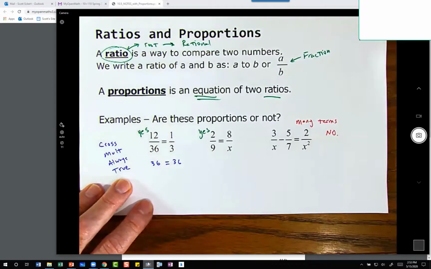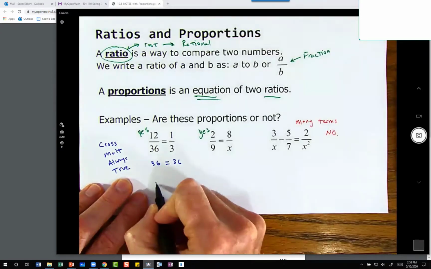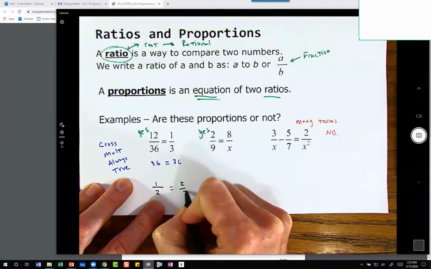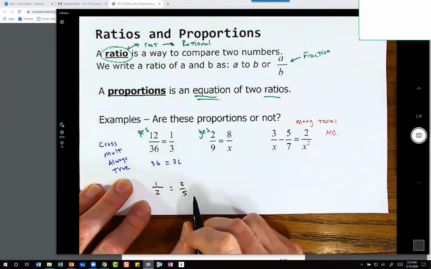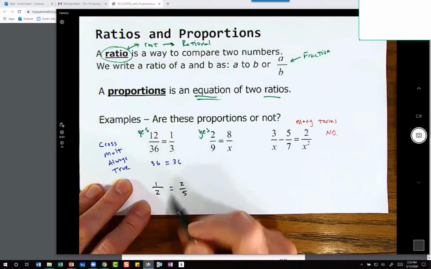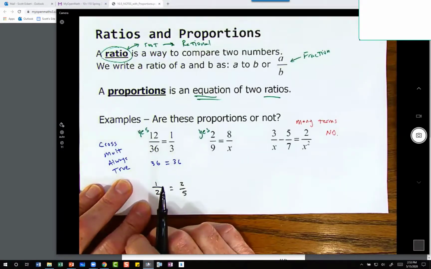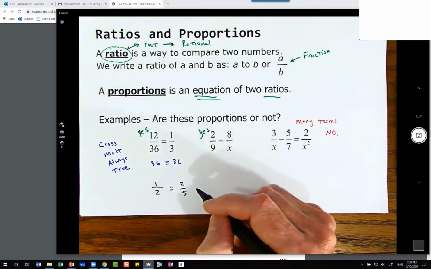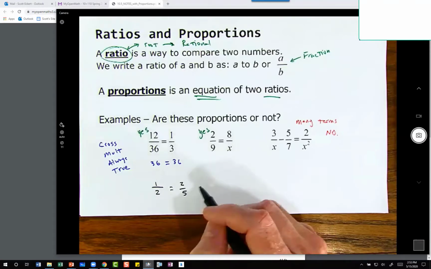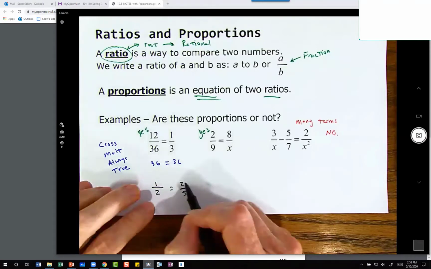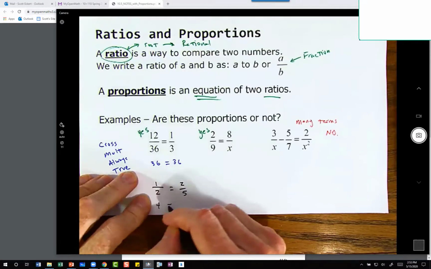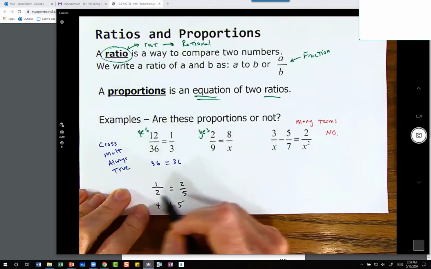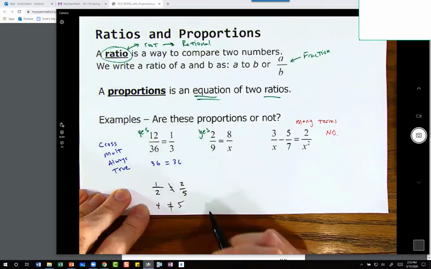For example, like 1/2. Does 1/2 equal 2/5? Well, 1/2 is like 50 cents, and 2/5 is 40 cents. So no, they don't equal. And we see it even when we cross multiply. 2 times 2 is 4, and 1 times 5 is 5. That doesn't equal. So these two fractions are not proportional.